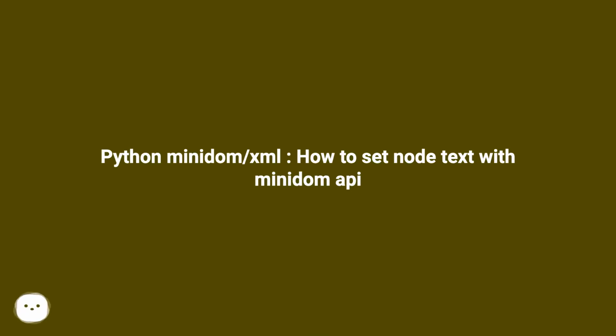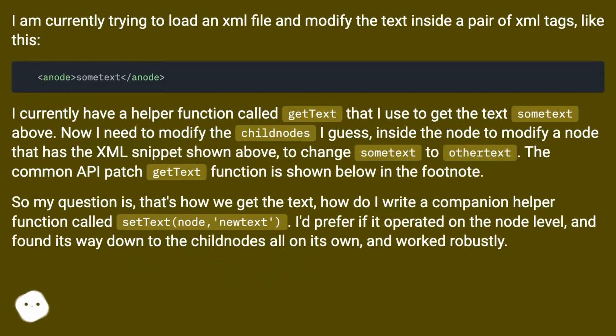Python Minidom/XML, how to set node text with Minidom API. I am currently trying to load an XML file and modify the text inside a pair of XML tags, like this. I currently have a helper function called getText that I use to get the text from some text above.